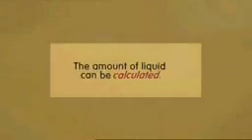Remember that a passive sentence starts with the object, then the verb. So we can calculate the amount of liquid becomes the amount of liquid can be calculated. Okay, let's finish today by testing you on the passive.